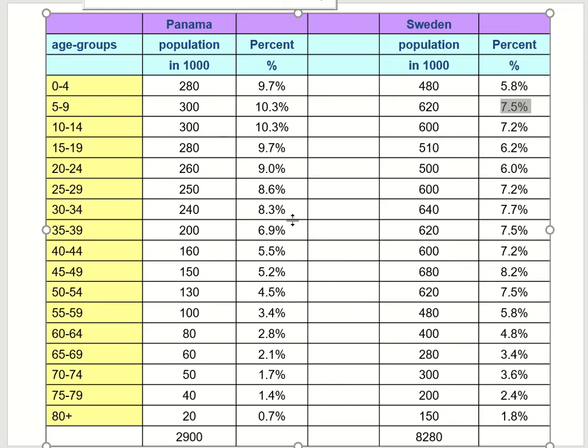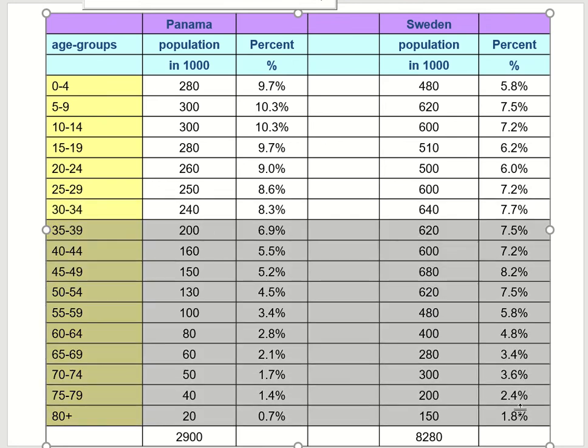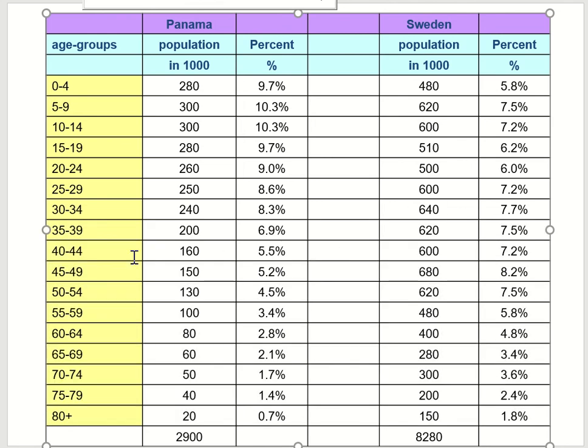And you can go on and you will notice that the situation is going to be the same all the way to the age of 30 to 34. Meaning all the way up to the age 34, a high proportion in Panama are in that age group compared to Sweden. Then when you start hitting the age 35 and above, you're going to see the opposite, meaning that a high proportion of the Sweden population is in that age group versus the Panamese. So 7.5 versus 6.9, 7.2, all the way till the end.